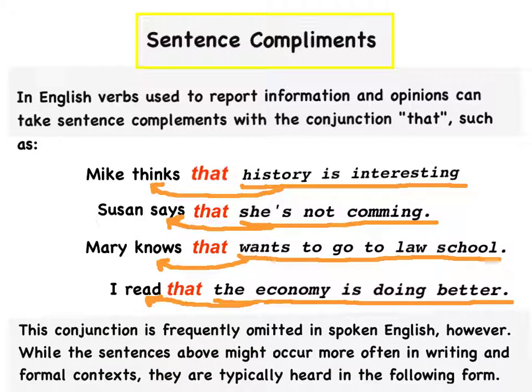But this conjunction is frequently omitted in spoken English, and the sentences above might occur more often in writing. So you would use "that" in writing, but not in speaking. So unlike formal text, if you are hearing this or saying it, you would say "Mike thinks history is interesting", or "Suzanne says she is not coming." Same for "Marie knows he or she wants to go to law school", and "I read the economy is doing better."